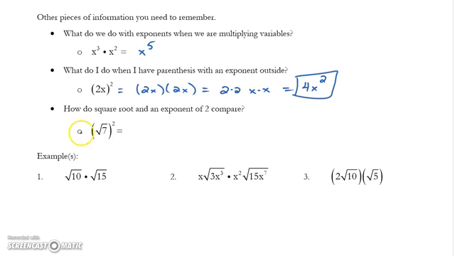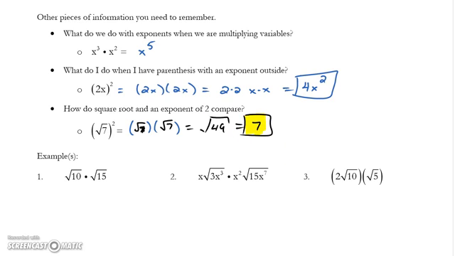For that reason, if I have this, parentheses is what's being squared, square root 7 times square root 7. When I'm multiplying, I can multiply numbers that are inside. This gives me square root of 49, which is just 7.